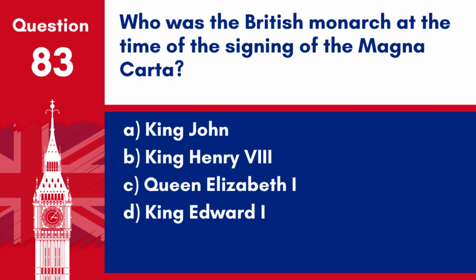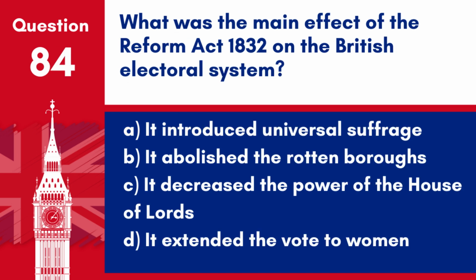Answer A. King John. The British monarch at the time of the signing of the Magna Carta was King John. Question 84. What was the main effect of the Reform Act 1832 on the British electoral system?